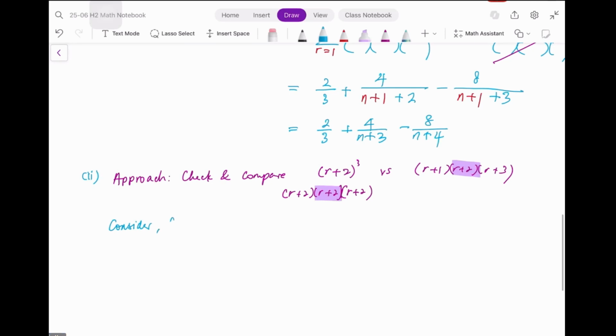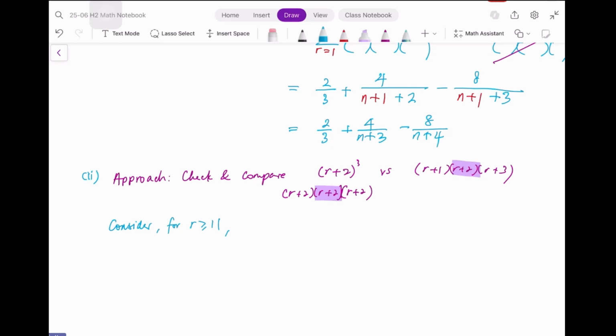Consider for r greater than 1. Okay, r has to be greater than 1, because we start with r2, because this is r11. For r greater than or equal to 11, something like that. Okay, let's take a look at this.